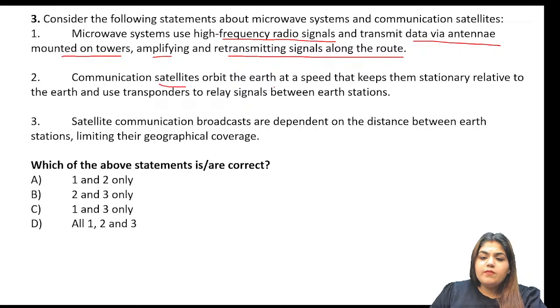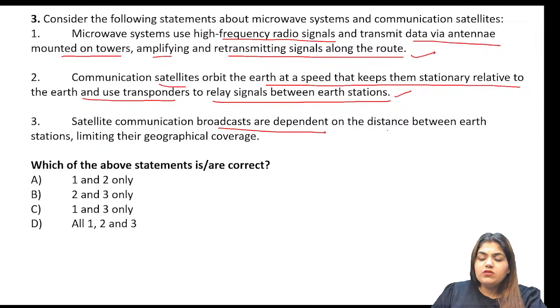Communication satellites orbit around the Earth at a speed that keeps them stationary relative to the Earth and use transponders to relay signals between the Earth and station. Yes. Satellite communication broadcasts are dependent on the distance between the Earth's stations, limiting their geographical coverage. C.